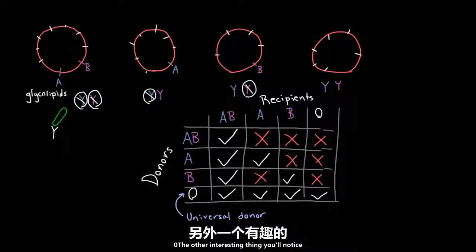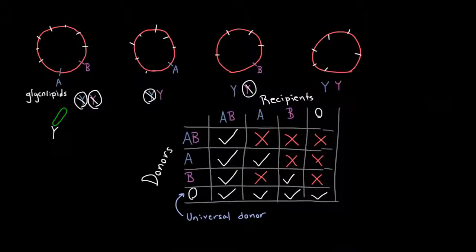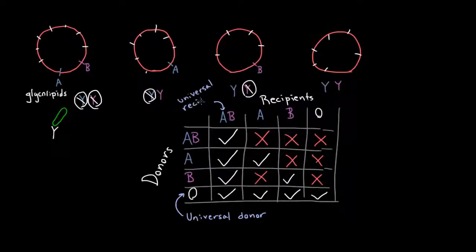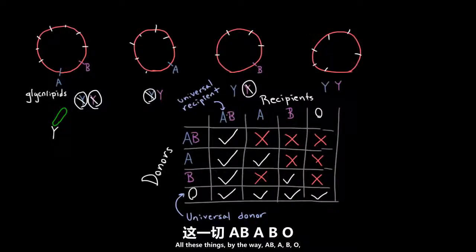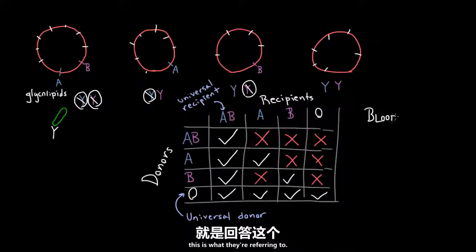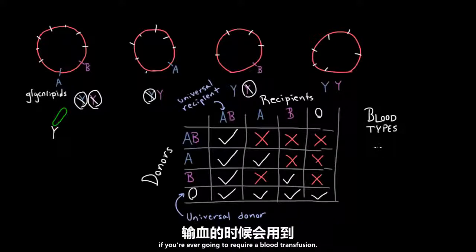And the other interesting thing you'll notice is that AB can receive from everyone. So for that reason, we call him the universal recipient. And all these things, by the way, AB, A, B, O, these are blood types. So when someone asks you for your blood type, this is what they're referring to. And this is why it's really important to know your blood type if you're ever going to require a blood transfusion.